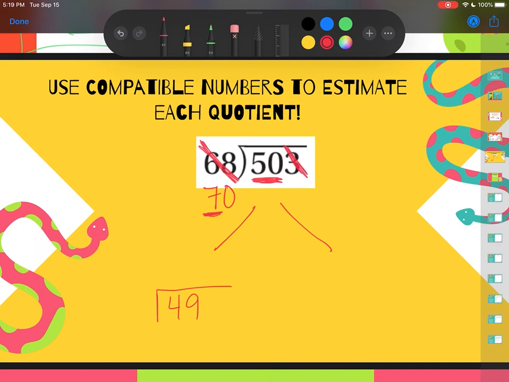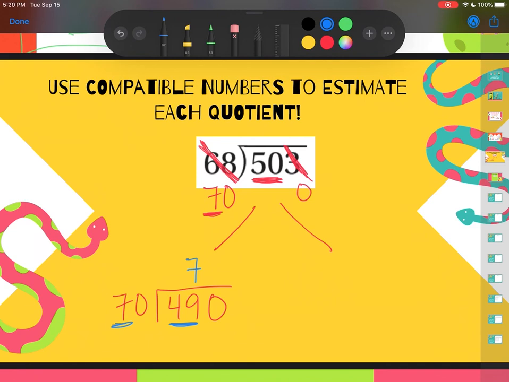Well, this 3 I didn't use is going to cross out, and I'm going to add that as a 0 to the end of my numbers because I'm rounding. When I'm rounding, everything behind it becomes a 0, right? So I end up with 490 as my rounded compatible number. So 490 divided by 70. So I'm going to look at 49 divided by 7. So 49 divided by 7 is 7.